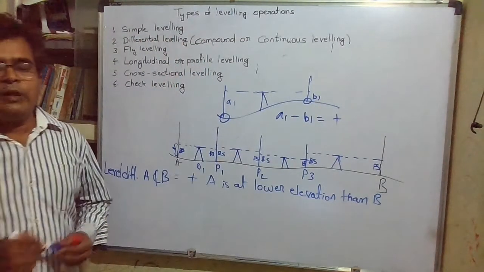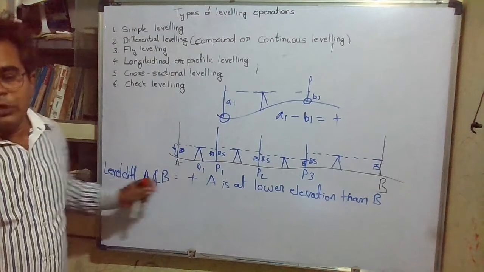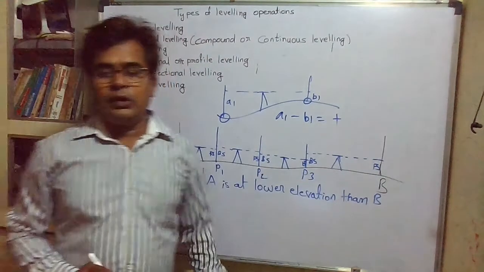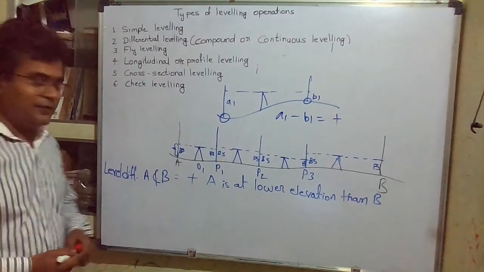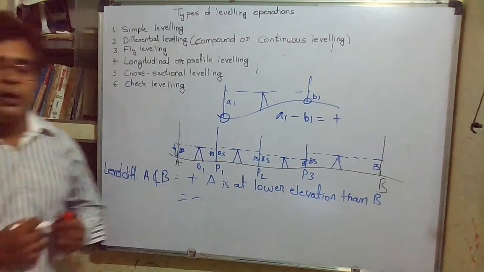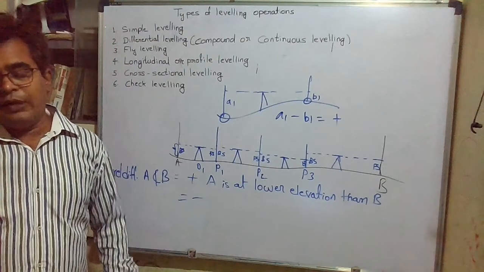So when the level difference is positive, what does that indicate? That the first point, our point A, is at a lower elevation compared to point B. And if it is negative, vice versa. If it is negative, then we can say that point A is at higher elevation than point B. When will it come negative?